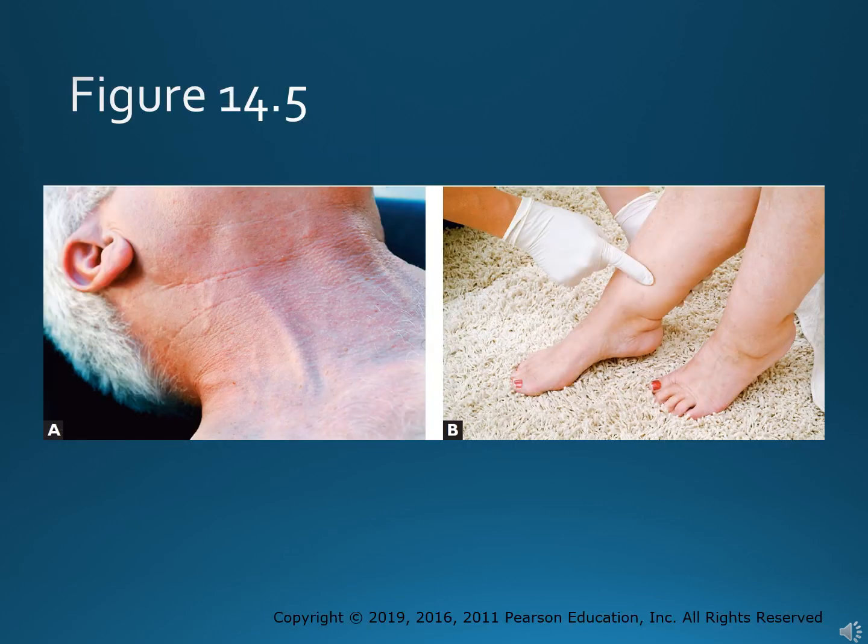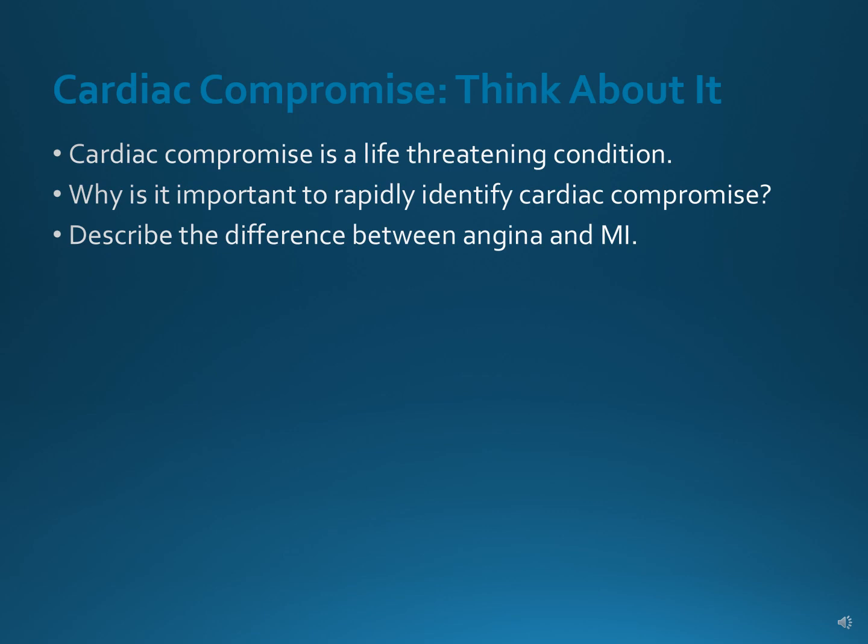In this figure, you're going to see signs of heart failure, including in picture A the bulging neck veins, and in B the edema of the lower extremities. So here's something to think about with cardiac compromise. Cardiac compromise is a life-threatening condition. A question they ask is, why is it important to rapidly identify cardiac compromise? Well, rapid identification and subsequent treatment will help minimize that heart damage, which is very important.